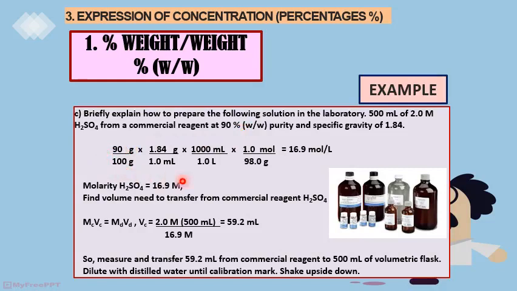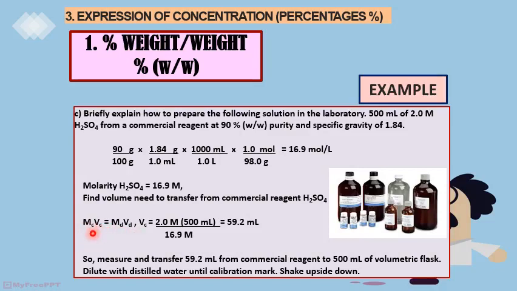Using the same calculation as the previous example, 90% weight per weight, which is 90 gram per 100 grams, equals 16.9 mole per liter. So actually it is 16.9 molar. In order to do the preparation, you must use the formula MCVC equal to MDVD. Or you might use the formula M1V1 equal to M2V2.